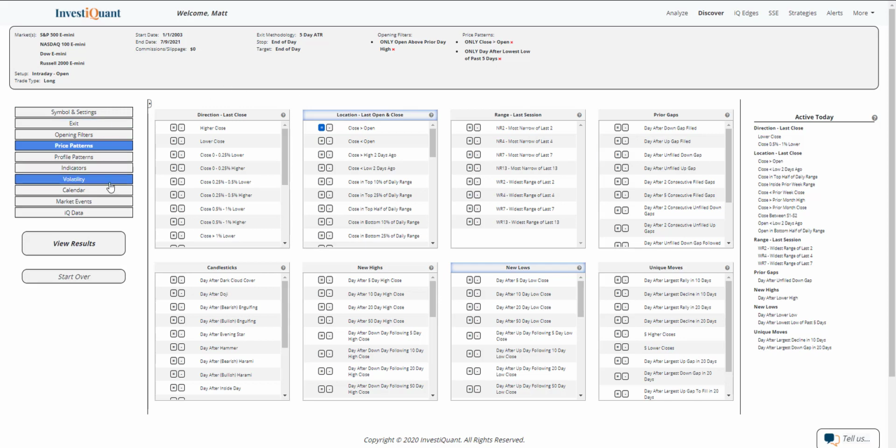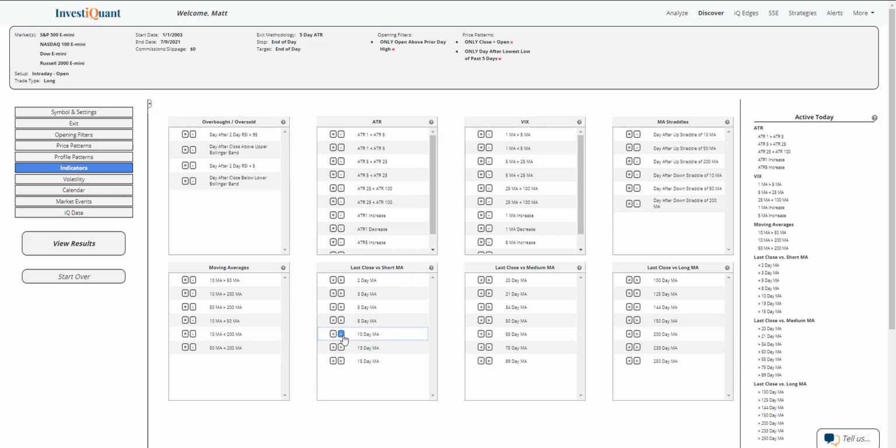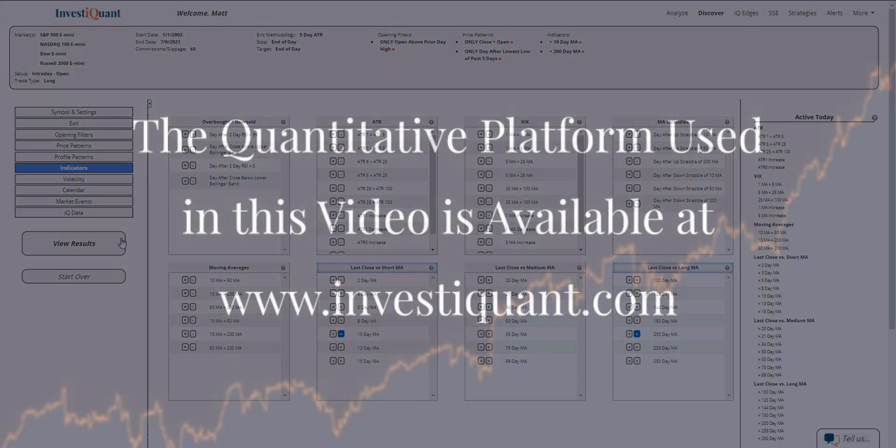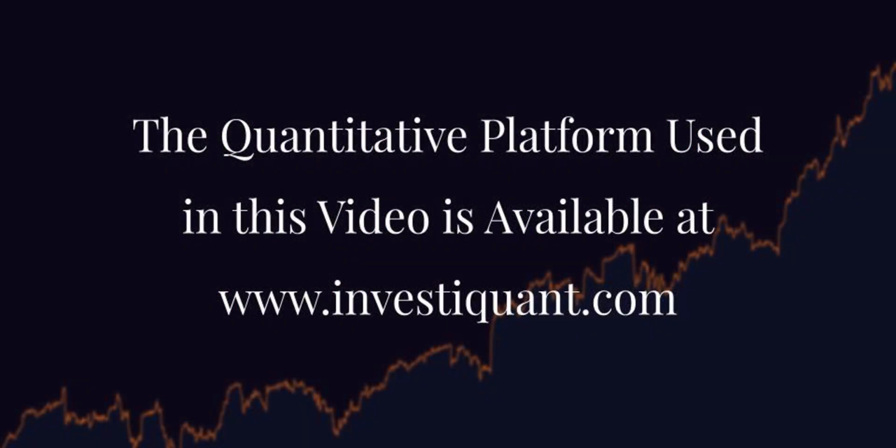And then lastly, I'm going to say that we are in a bull market environment. We finished above a 10-day simple moving average yesterday, as well as the 200-day simple moving average. So I've added both of those. Now I can click View Results.